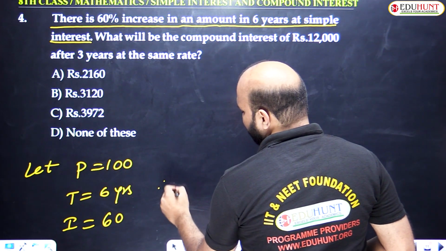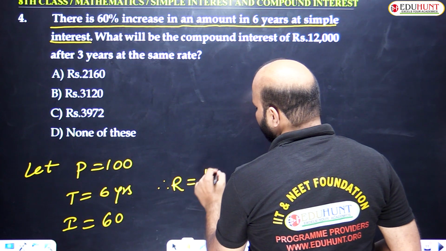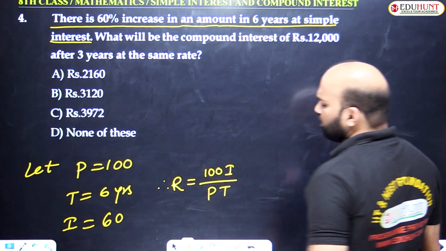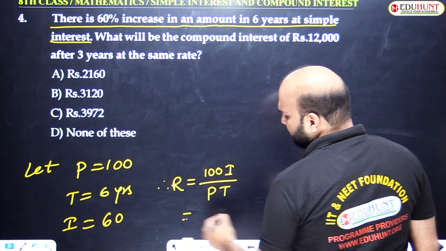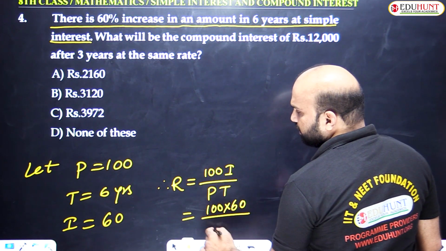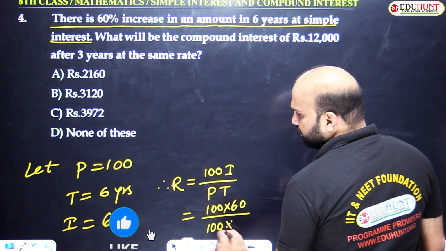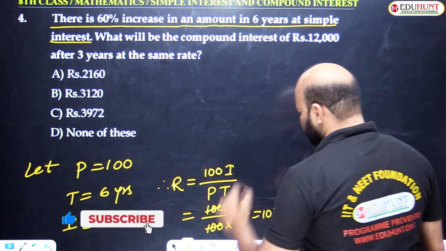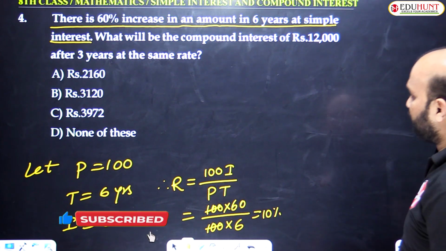So therefore, rate of interest formula is 100I by PT. I equals PTR by 100. Therefore, R can be written as 100I by PT according to cross multiplication. 100 into I value 60, principal 100 into time 6 years. So how much are we getting? 10%. So that is the rate of interest.